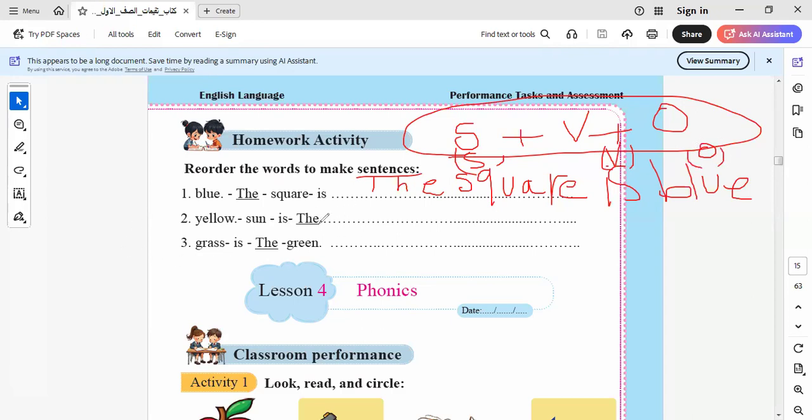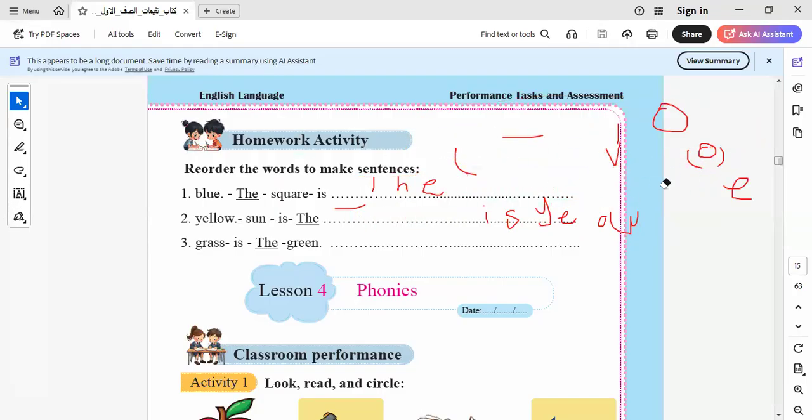The yellow sun is there is. So it will be here the what? The sun. This is the object. Sorry, subject, not object. Subject. Where the verb is, the sun is what? Is yellow. Okay, the sun is yellow. I will leave the last one to do by yourself. Now I answer two of them, and I will leave the last one to do by yourself.